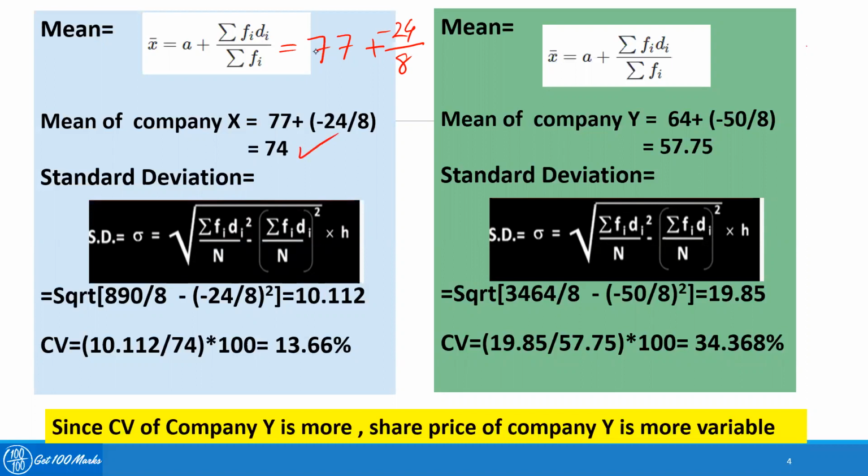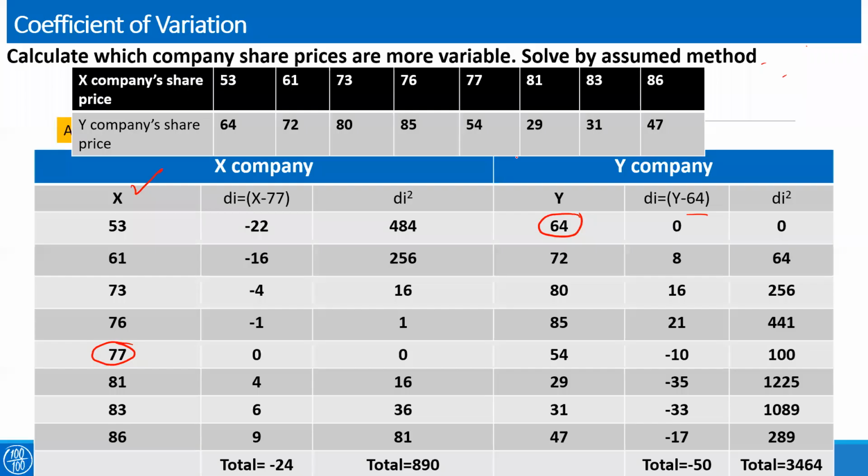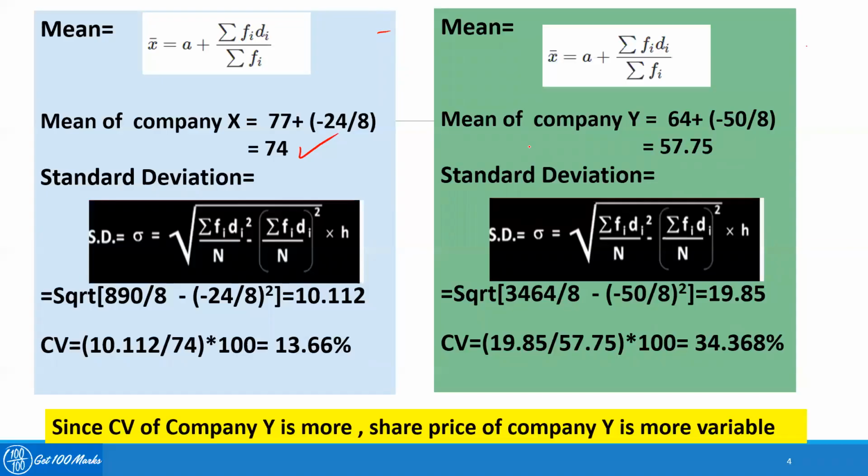Following the same method, we can find the value of Y bar, which is the mean of company Y. Again, here it will be whatever I have subtracted. Here we have subtracted 64. Therefore, A is equal to 64 plus summation di. Here no Fi is there, so it will be summation di divided by n. So di is actually coming as negative 50, divided by n, and the value will come as 57.75.